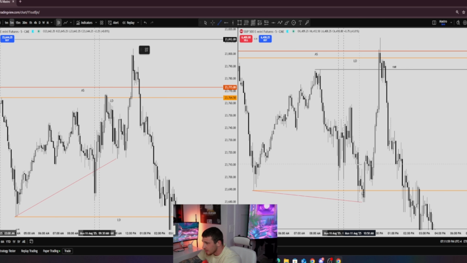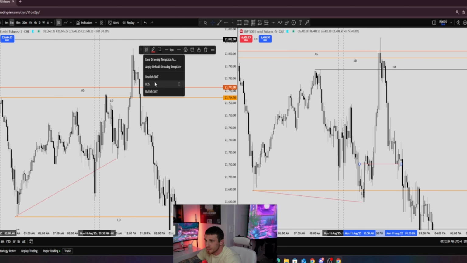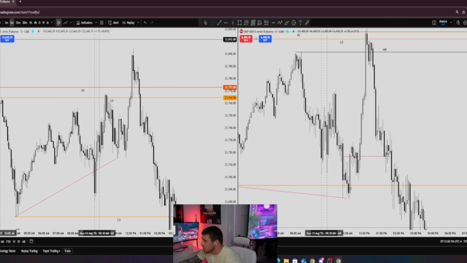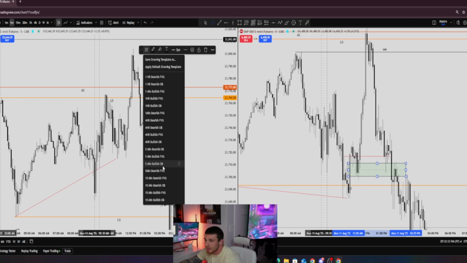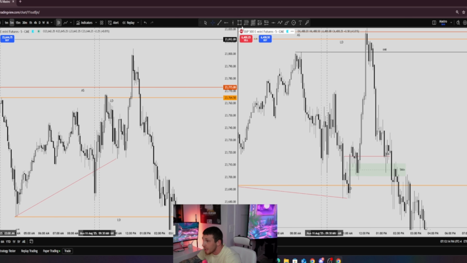And what do we get? We're marking out the highs. As we can see here, we get a 5-minute break of structure, right? Boom. What else do we get? We get a 5-minute bullish fair value gap that we can mark out right here. 5-minute bullish fair value gap. And then what else? Equilibrium. Look at that. From these lows to these highs.